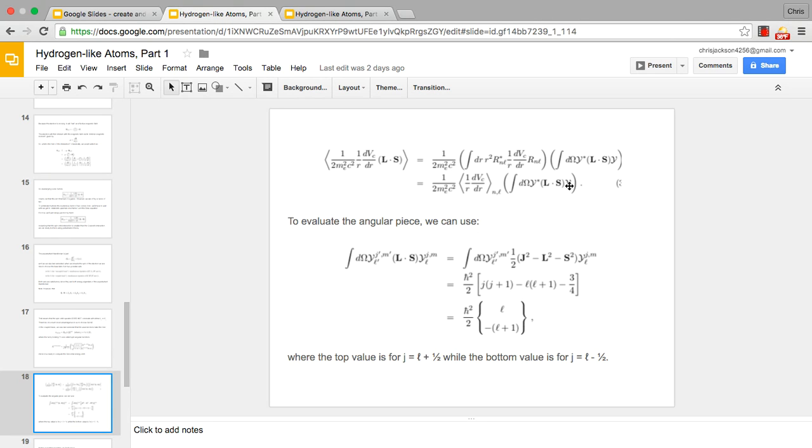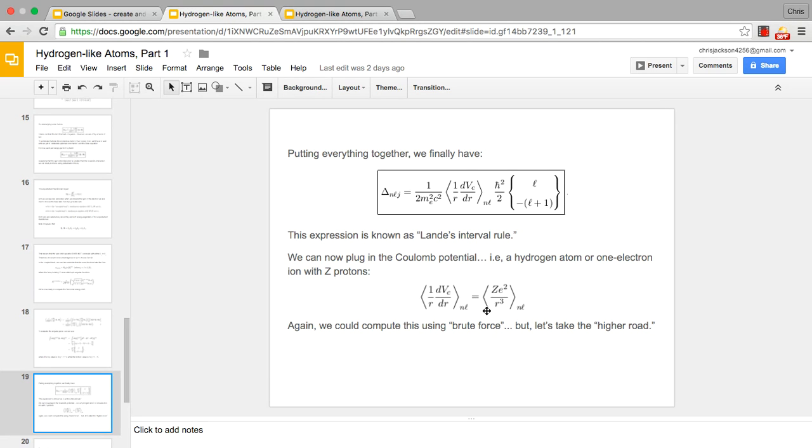So all we really need to do is compute the matrix element, or the expectation value, of this operator. And when we do that, the tricky part was doing this angular integral, right? But it's not that bad. You can rewrite the L dot S in terms of J squared, L squared, and S squared, and then have those guys operate, and then use the orthonormality of the spin angular functions. Okay, so we were able to get down to that answer, and then finally we could put everything together and have the first order energy shift, and this is known as Landé's interval rule.